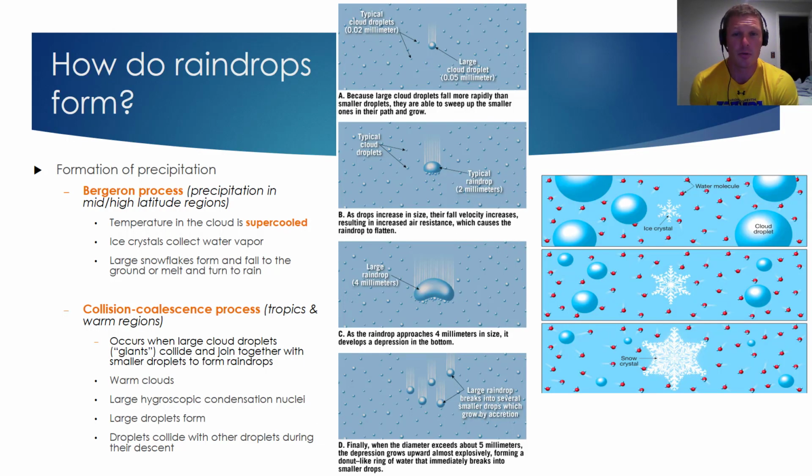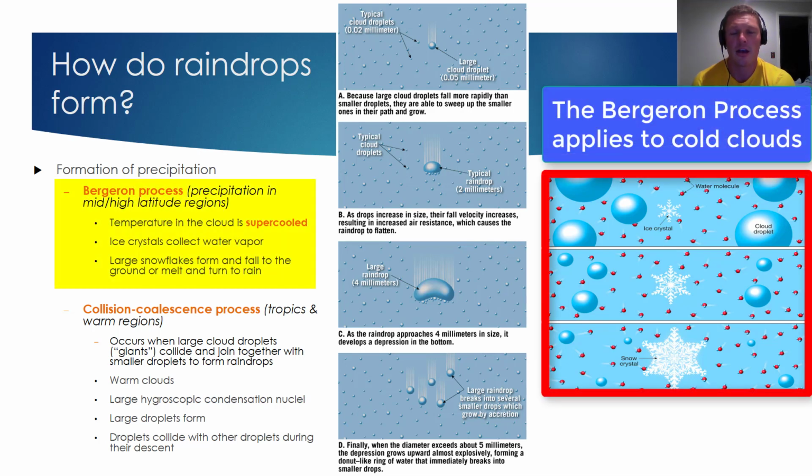Before we talk about the types of precipitation, we should probably understand the mechanism by which precipitation forms. There are two explanations for the formation of precipitation. The first is the Bergeron process, and this process is especially applicable in the mid-latitudes and high latitudes.